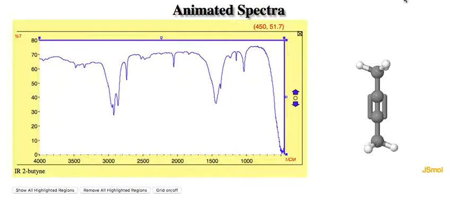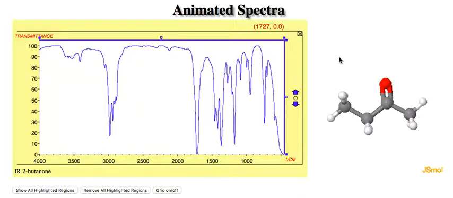And now I've got a couple more here. This molecule has a carbonyl group in it. This is a ketone. It's got the C double bond O. The most prominent feature of this is that C double bond O stretch at about 1700. It's very, very obvious, and when you see it, you know you have a carbonyl group in your molecule.